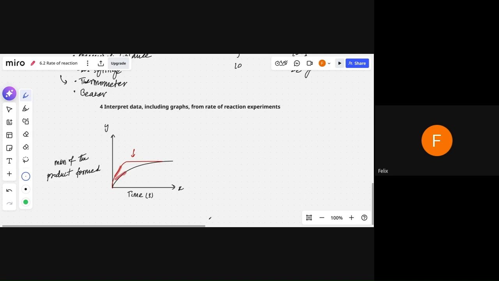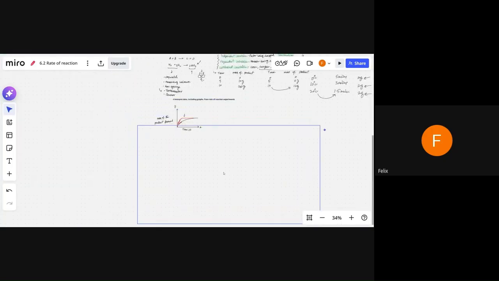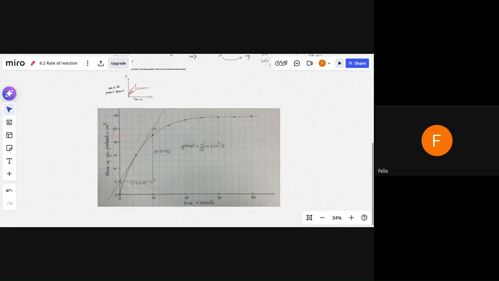Now, in order to calculate the rate of a reaction at the start of a reaction, or at a specific time, a tangent is drawn, right? So I hope you understand how to draw a tangent. A tangent is a straight line that touches the curved line at a specific point. So let me just paste this image for you guys, and explain how you draw a tangent.